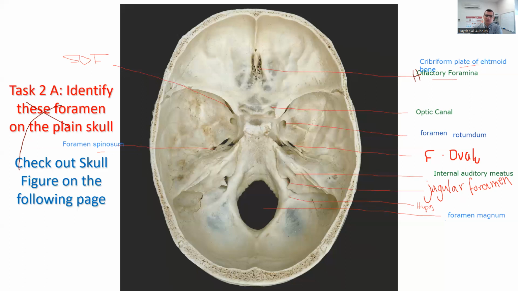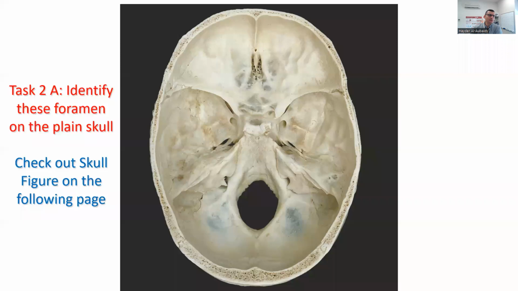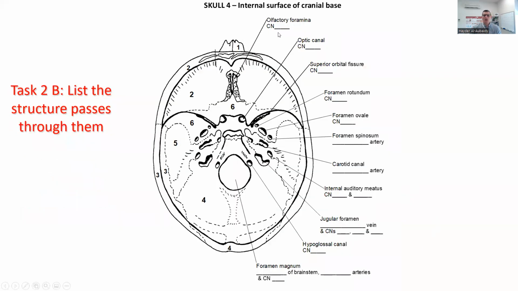Any other question before we move to the next one? So I'll remove the drawing in 3, 2, 1, and we'll move to the next slide. The next slide, we have these foramina that we have identified.